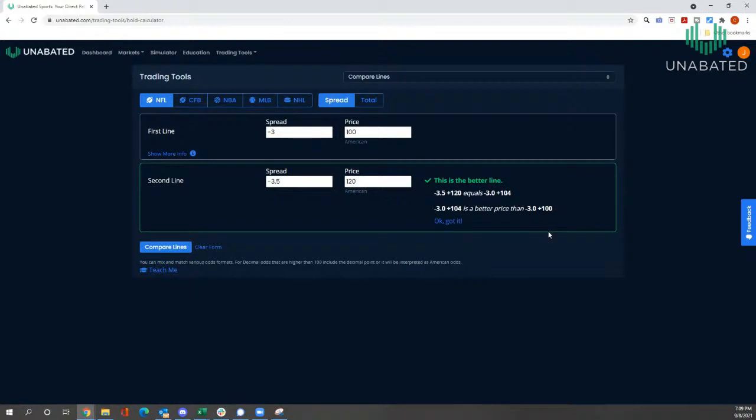And it tells you, if we were to price this in terms of that first line, that -3, -3.5 converts to -3 +104, and therefore +104 is better than +100, and you can find out which one is the better price.